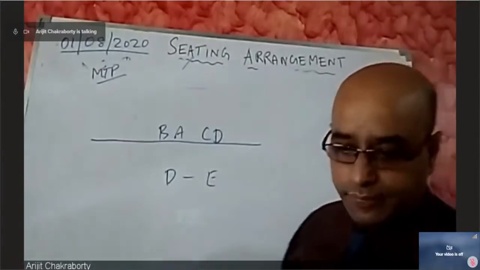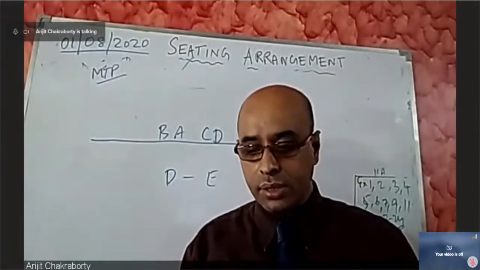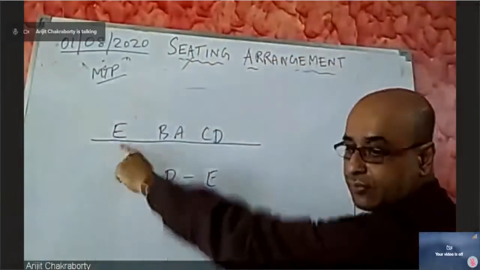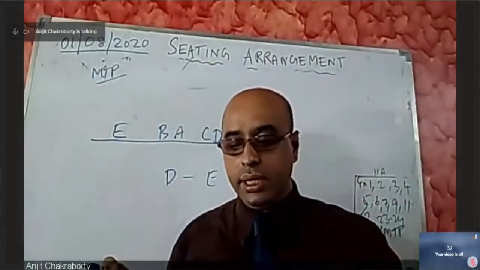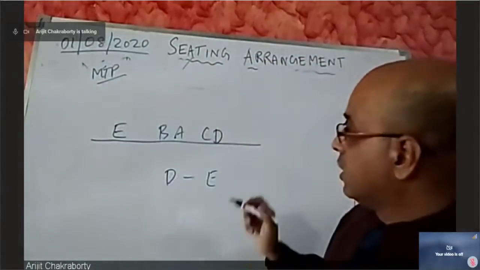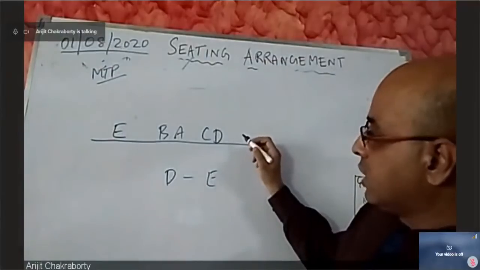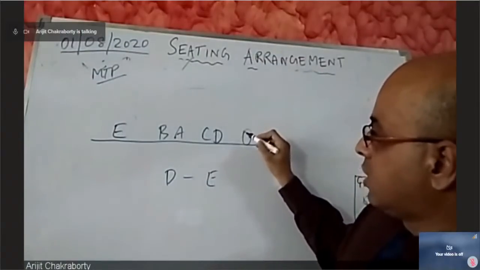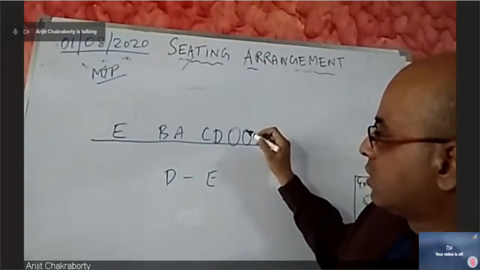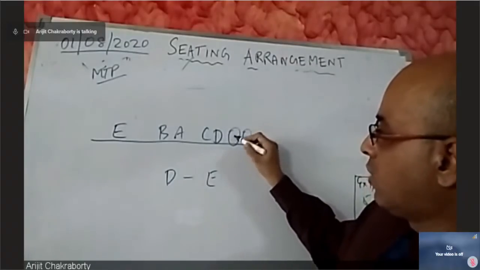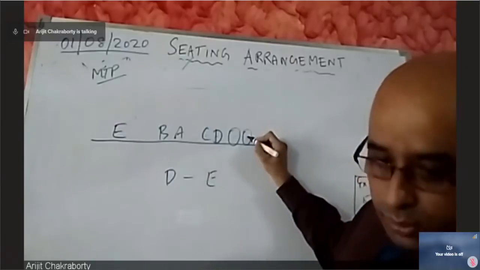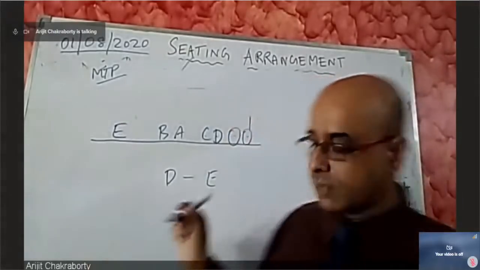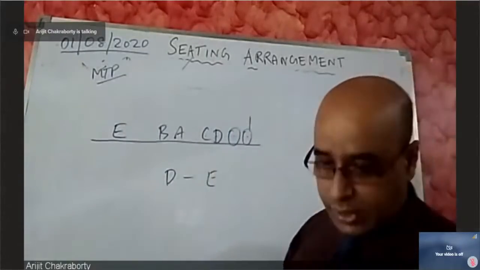E is on the left end of the bench. Fine. C is third position from the right. So if we have 1 vacancy and 2 vacancy, third position from the right, 1, 2, 3. So from the right, this is the last person. C is third position from the right. Okay, we have done this.